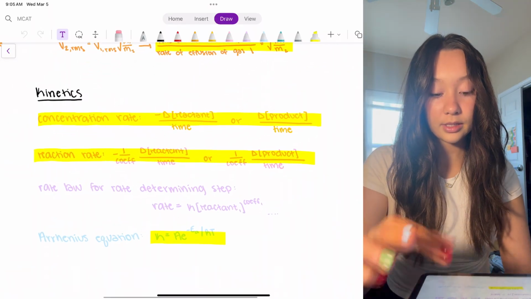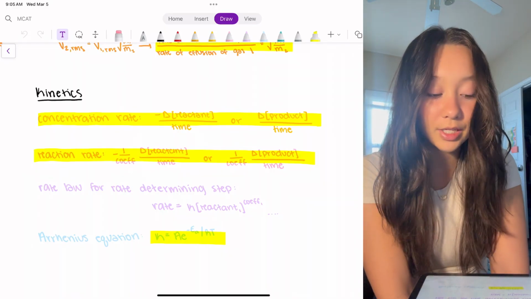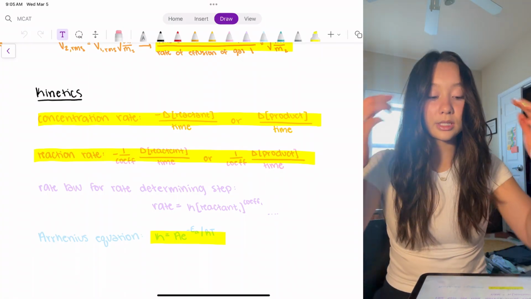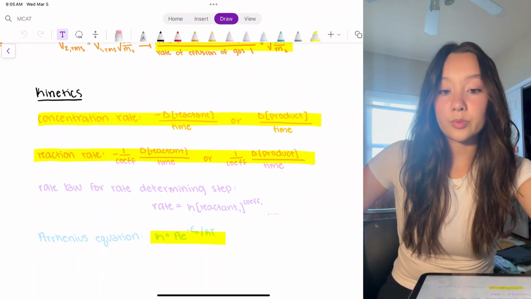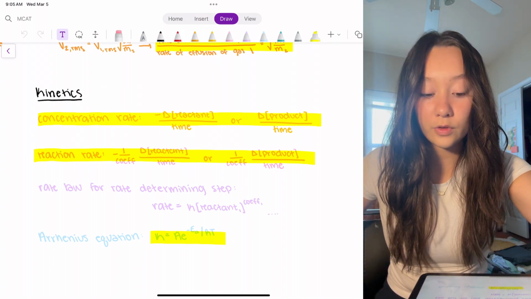Okay, kinetics. The concentration rate, negative change in reaction over time. Reaction rate, you have a coefficient before all of that. The rate law for rate determining step, it's equal to the equilibrium constant K times the concentration of the reactant raised to the coefficient.